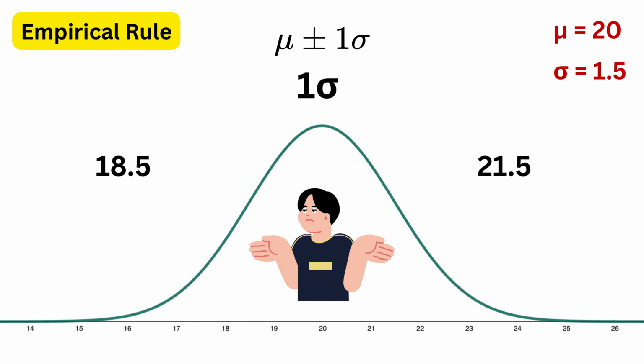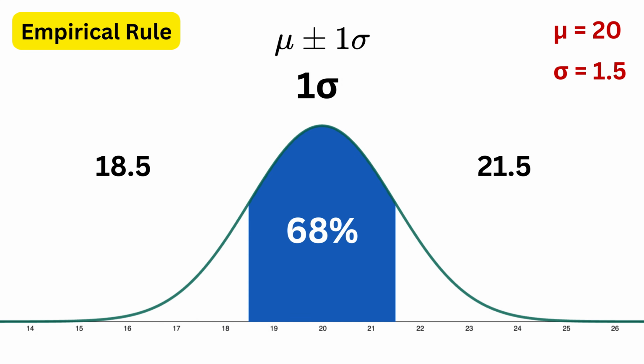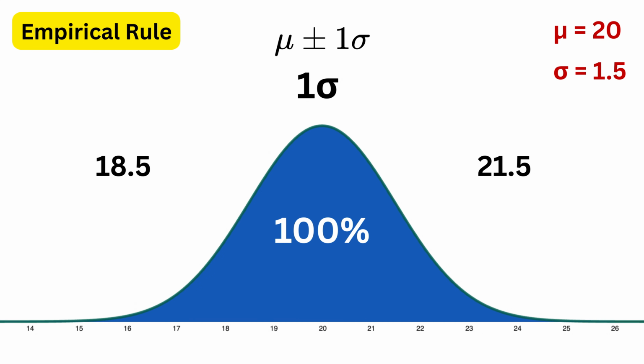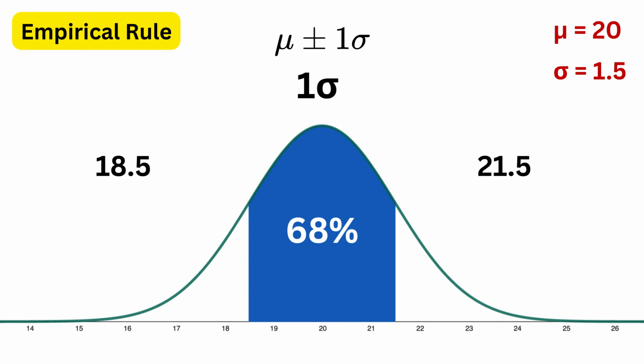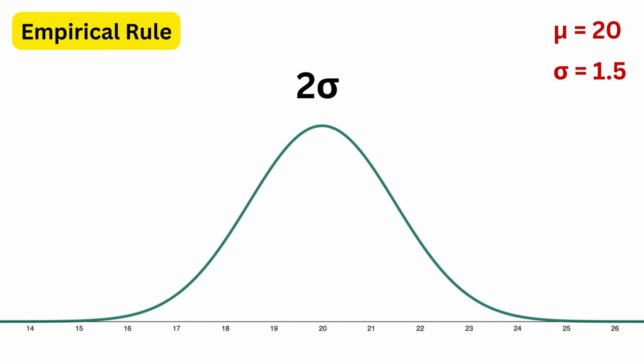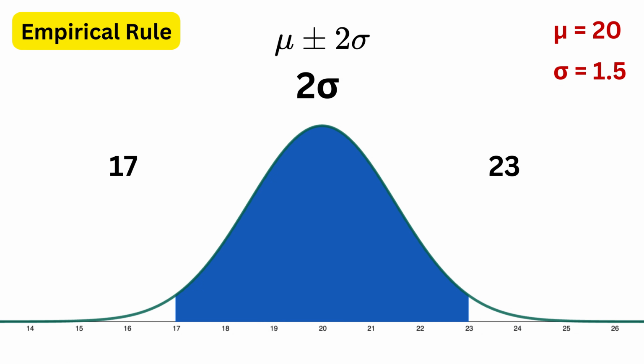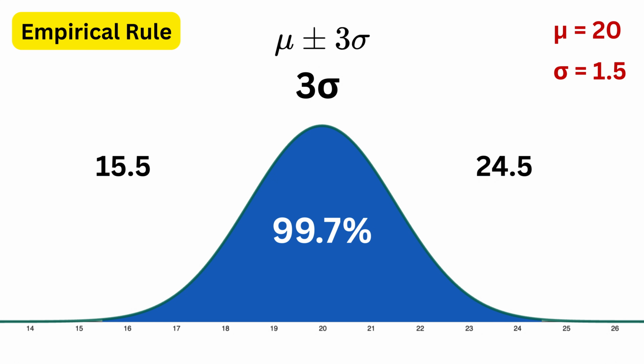Now you will say, so what? Actually, 68% of values always fall within 1 sigma of mu. So, if the area under this entire curve is 100%, then this region corresponds to 68% of the total area. Then 2 sigma means mu plus minus 2 times sigma, which will be this range. About 95% fall within 2 sigmas, and similarly about 99.7% fall within 3 sigmas.